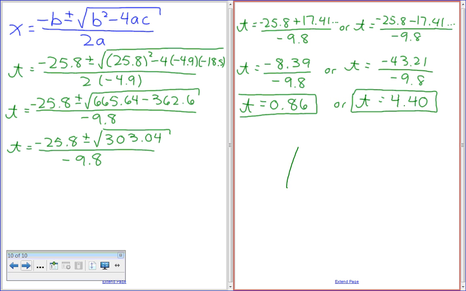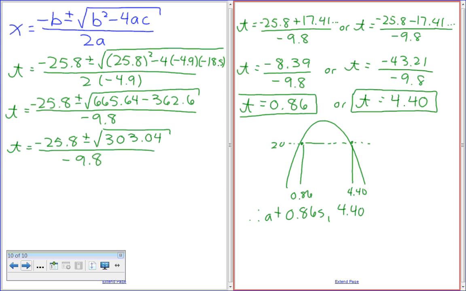Here's my graph. Yeah, this is going to be 20. This is the point we just found here. So this is going to be 0.86. This is going to be 4. Okay, so instead of that, we'll say therefore at 0.86 seconds and 4.40 seconds, the rocket has a height of 20 meters. Okay. Now, any questions on that? You will see that in your future, I guarantee.